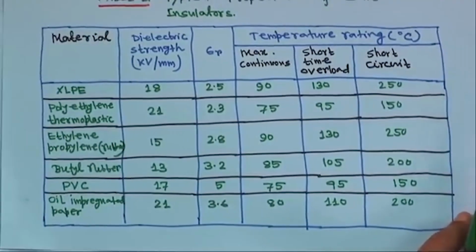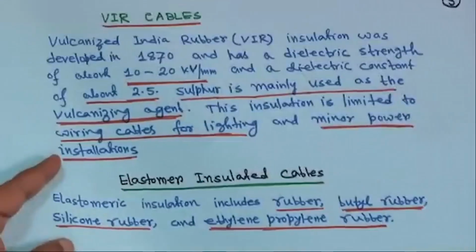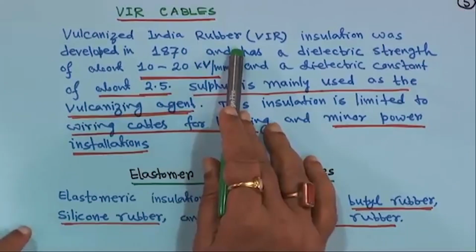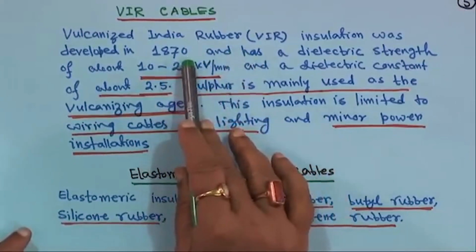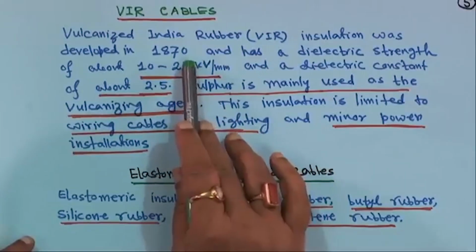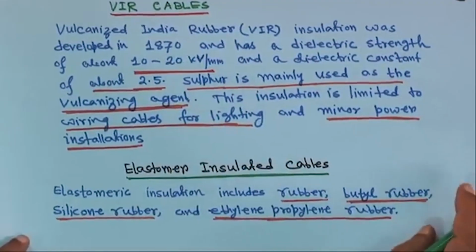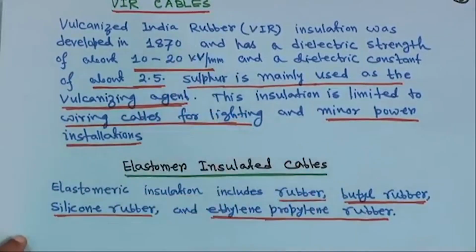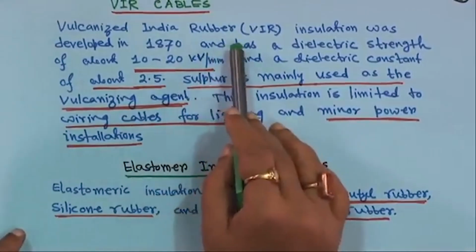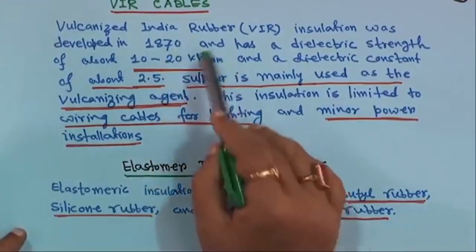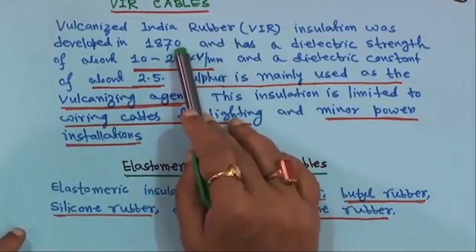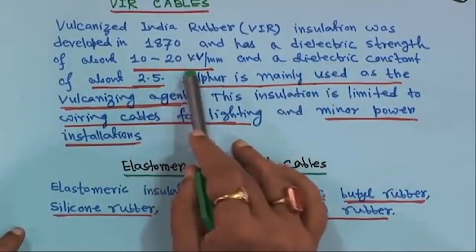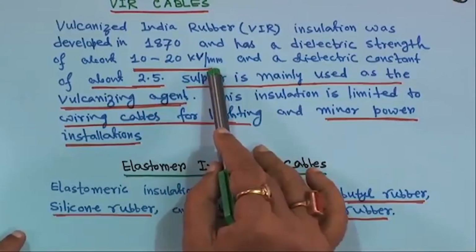Different types of insulators are there. Next one is the VIR cable, vulcanized India rubber, developed in 1870, nearly 147 years ago, though in those days there was no electricity. It came later, but this vulcanized rubber was developed in 1870 and has a dielectric strength of about 10 to 20 kilovolt per millimeter.